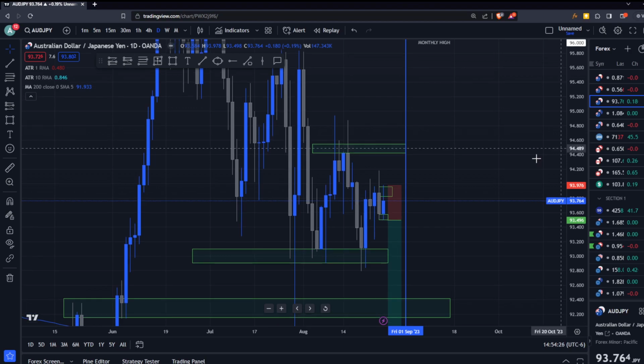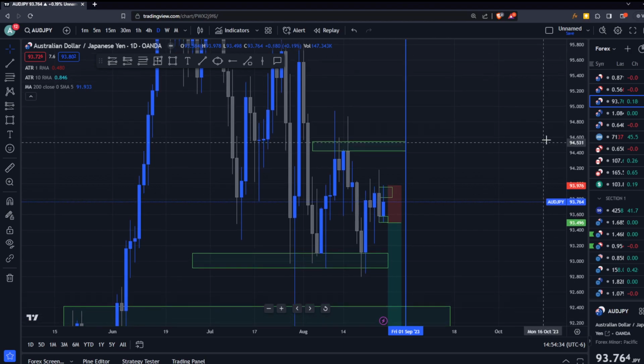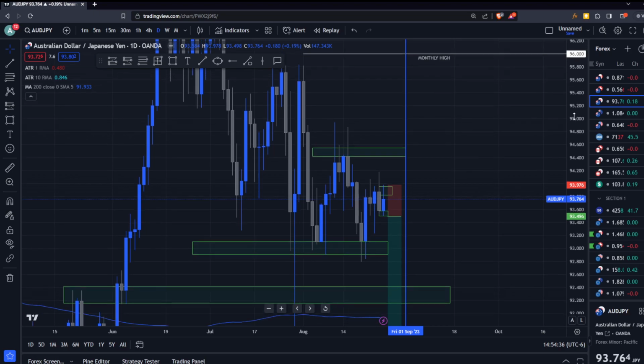But I do think the yen itself is going to get stronger, because as we get into uncertain economic times, the yen becomes a safe haven currency, so people move their money into it, which would value the yen higher than all of these other currencies. So that is going to play an inverse effect on Aussie yen here.